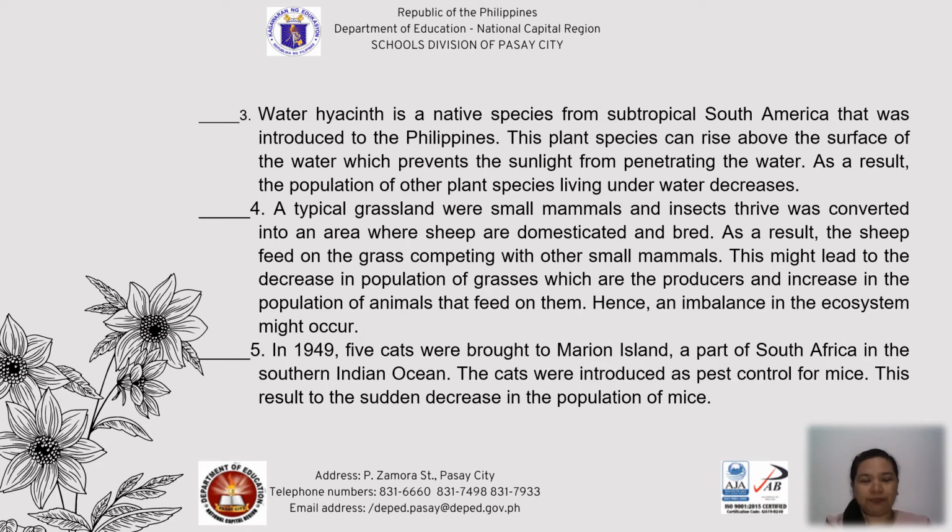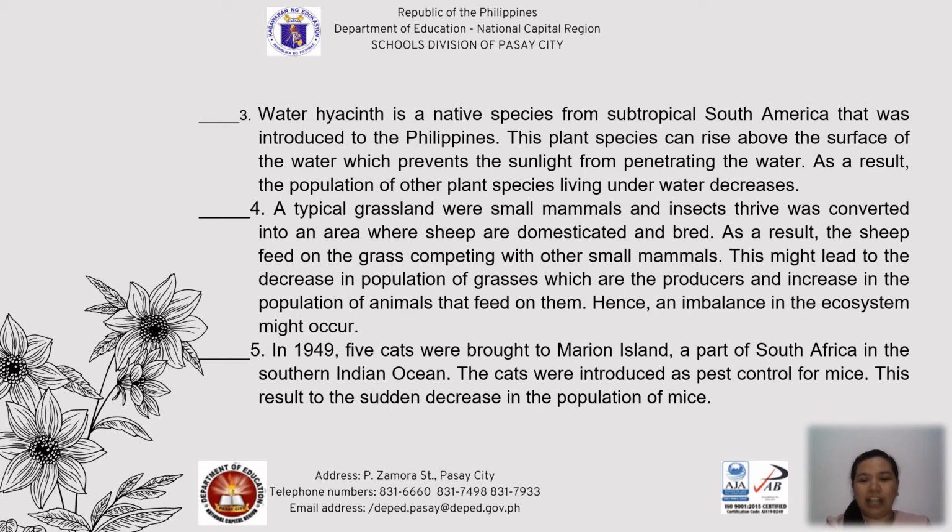Number 4. A typical grassland where small mammals and insects thrive was converted into an area where sheep are domesticated and bred. As a result, the sheep feed on the grass, competing with other small mammals. This might lead to a decrease in the population of grasses, which are producers, and an increase in the population of animals that feed on them. An imbalance in the ecosystem might occur. If your answer in this scenario is letter D, reverse or altered energy pyramid, you are correct.